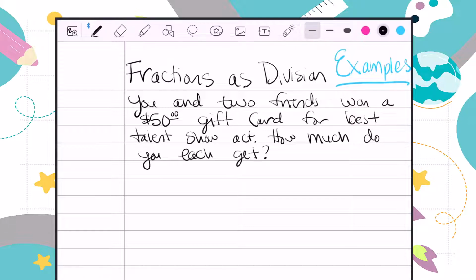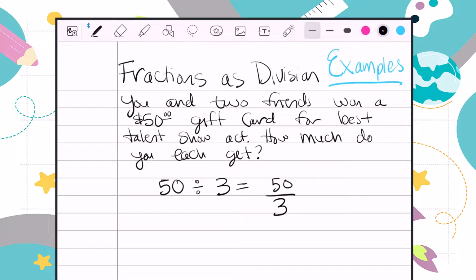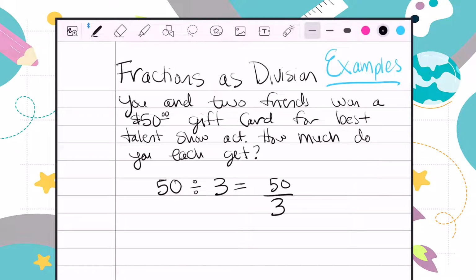Well, it would take a lot to draw out 50 $1 bills. I know that this is $50 being divided between three of us, me and two friends. I can also represent this as a fraction, 50 over 3. And then I can reduce it, since it's an improper fraction, and get my answer. Or I could also write it as a long division problem. So that's what I'm going to do.